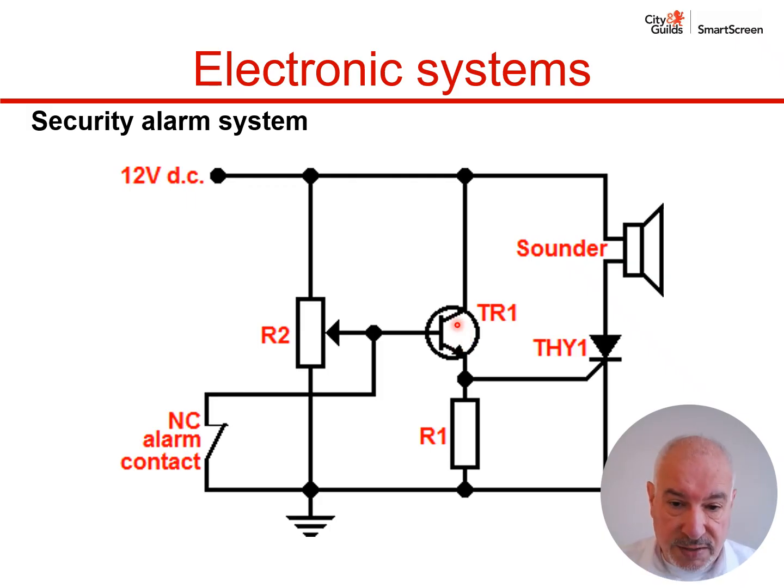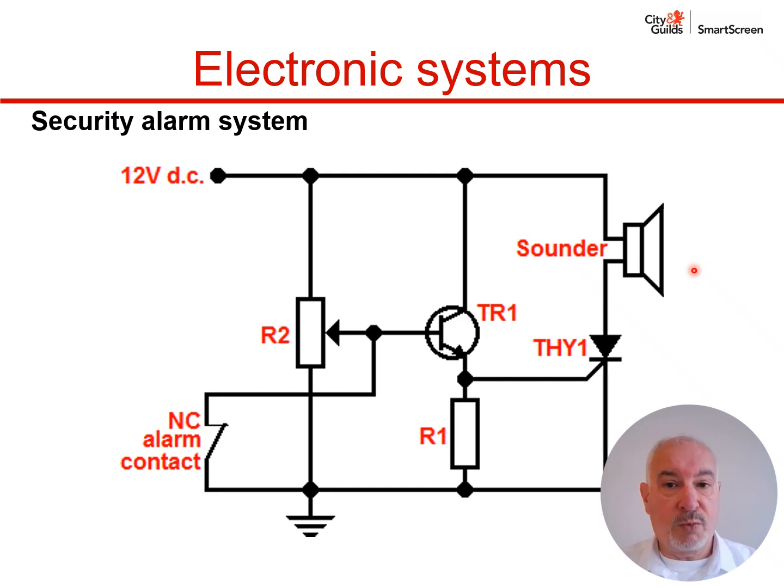Now that in turn means that current will flow out of the transistor along this conductor here, and this is the gate of the thyristor. So we've now activated the gate of the thyristor, and that means that current can now flow through the thyristor, and that's what's going to set the alarm off.